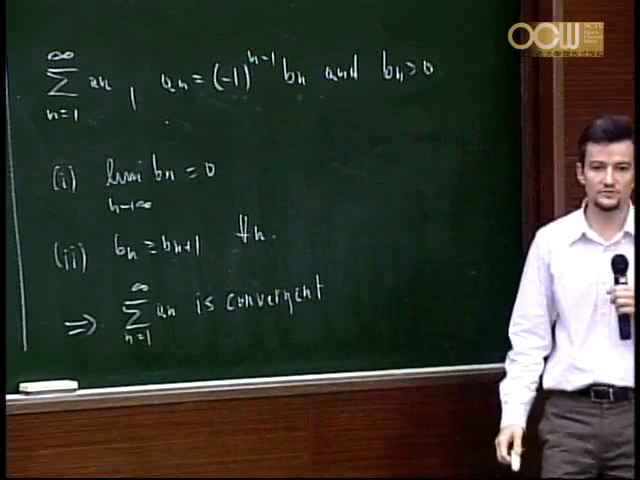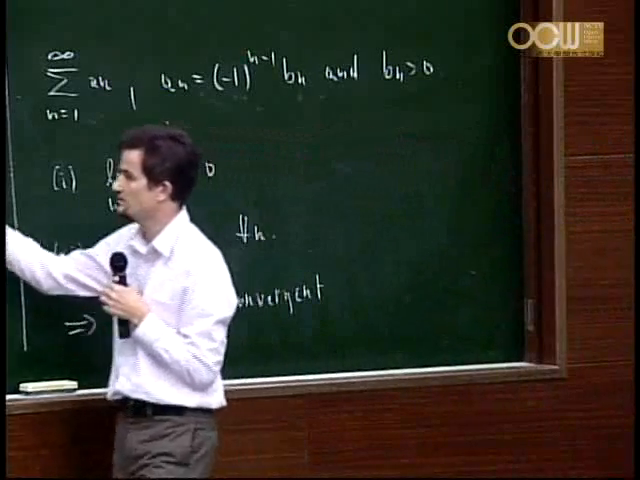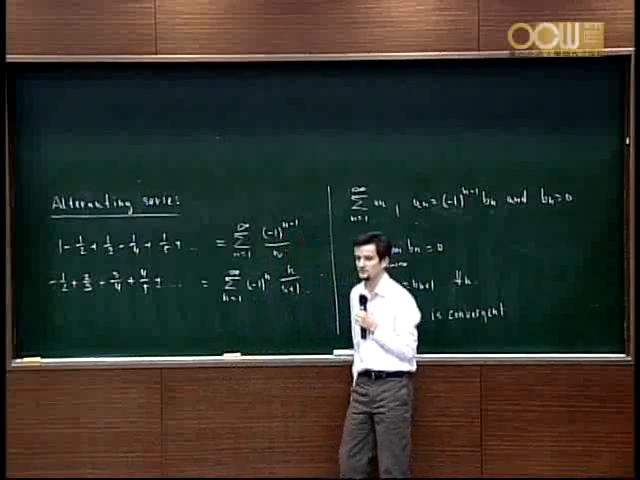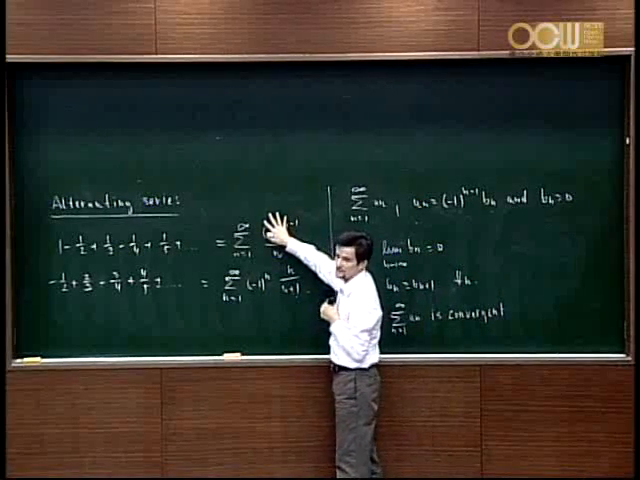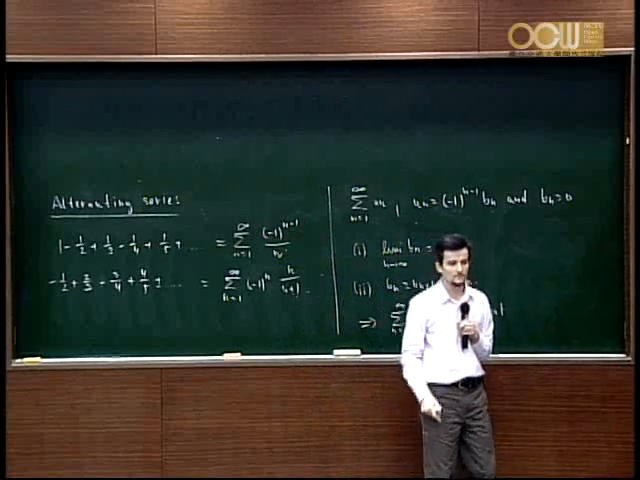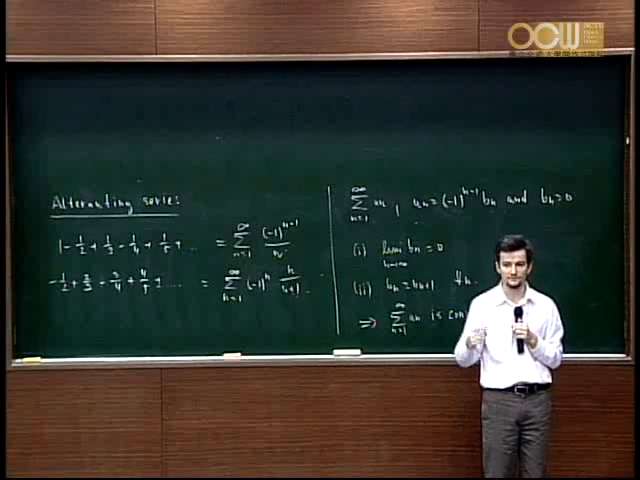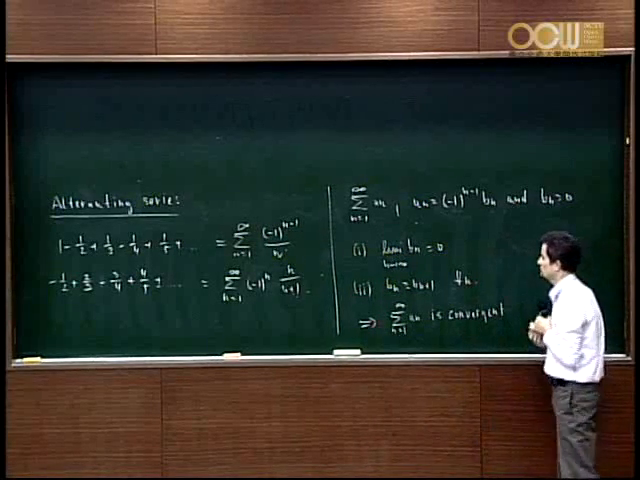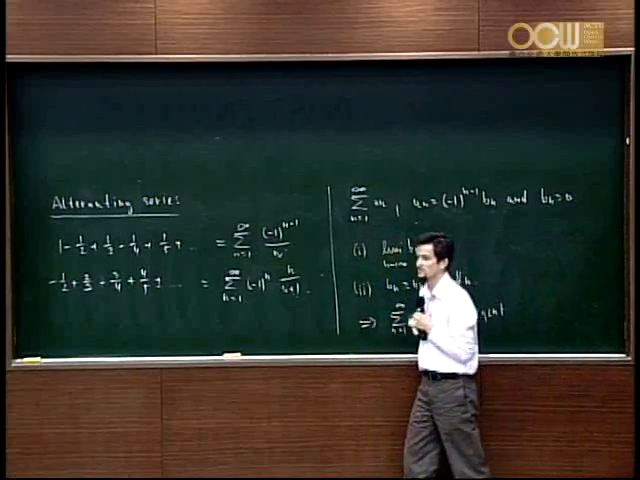So this is a very easy criterion. Using this criterion, we can immediately deduce that this series is convergent, because you just drop the minus 1 part here. You have just the part 1 over n, and 1 over n is a sequence which tends to 0 and is non-increasing, and that's enough. So you see, for alternating series, it's very easy to figure out whether they are convergent or not.